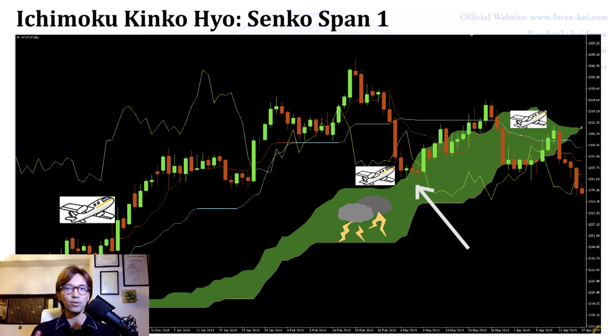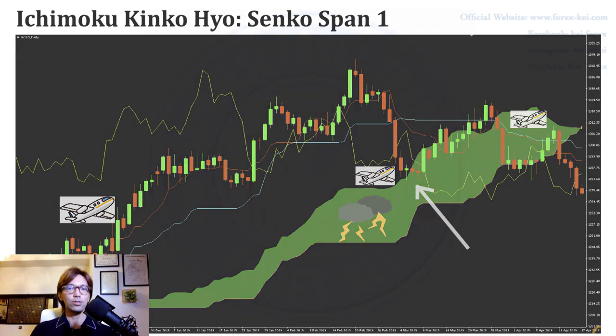So this is the reason why I avoid trading when the price is actually inside of Kumo, because usually the price gets very unstable, you know. And Senko Span 1 actually tells you exactly when the price goes into the storm that it gets unstable. And also once it goes into Kumo, watch out when the price actually hits Senko Span 2. That can be a breakpoint of the equilibrium for the past 52 candles.